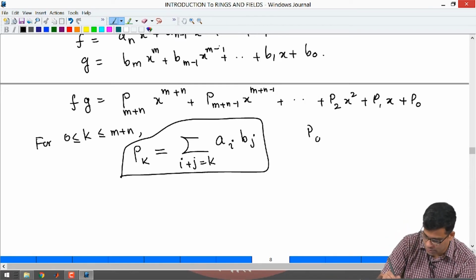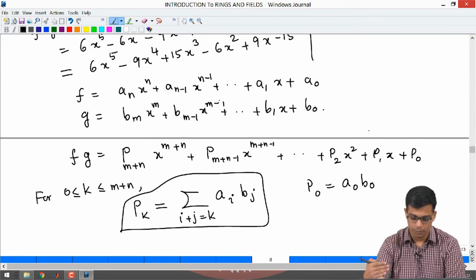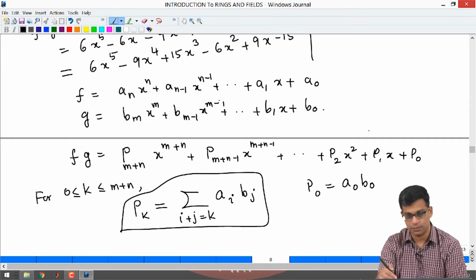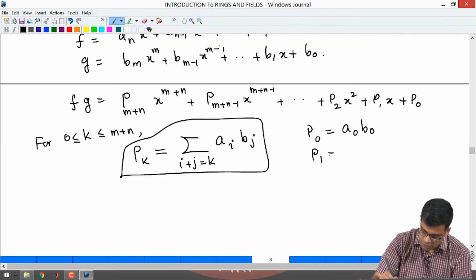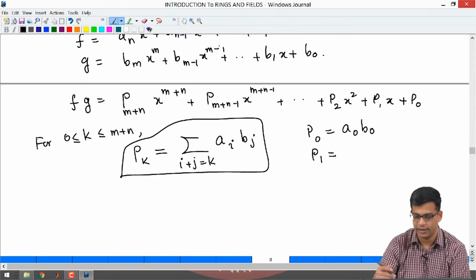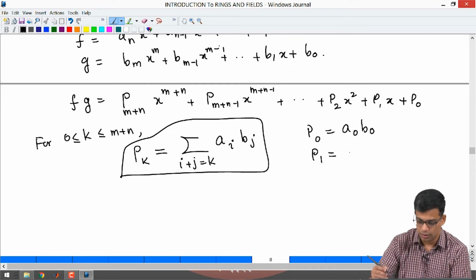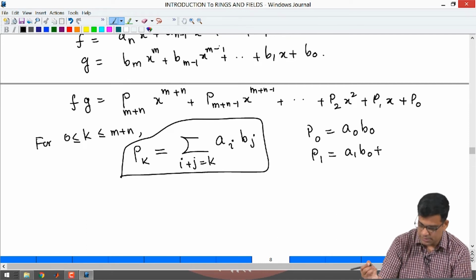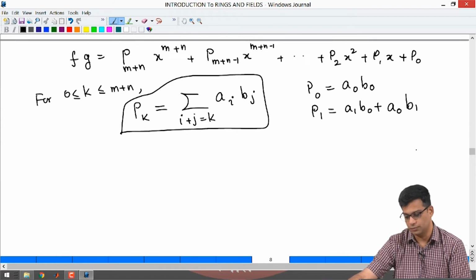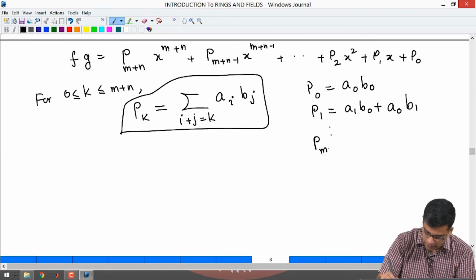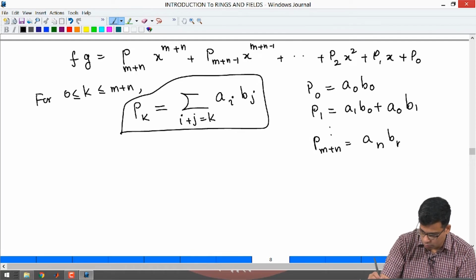So, in particular we know p_0 will simply be a_0 b_0, which is not surprising, because to get the constant term of fg, there is only one possibility: you have to multiply the constant terms of f and g. Similarly, what is p_1? To get the linear term, the degree 1 term of fg, you can multiply the linear term of f with the constant term of g, that will give me a_1 b_0. Similarly, I can multiply the constant term of f with the linear term of g, and so on. And finally, what is p_{m+n}? This is simply a_n b_m, okay.